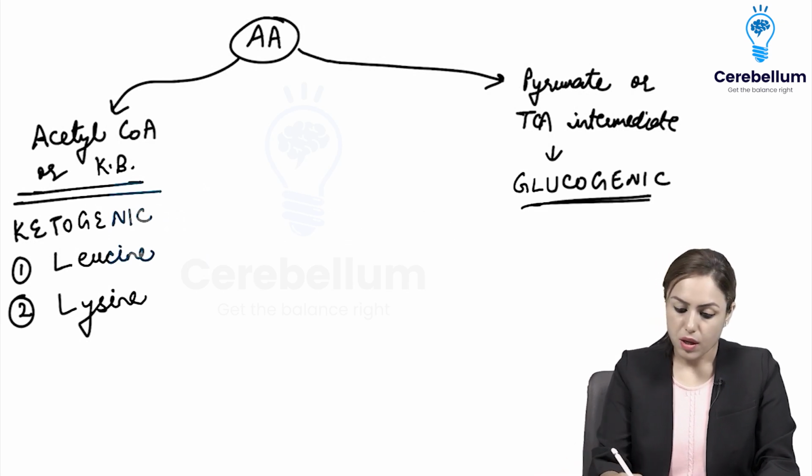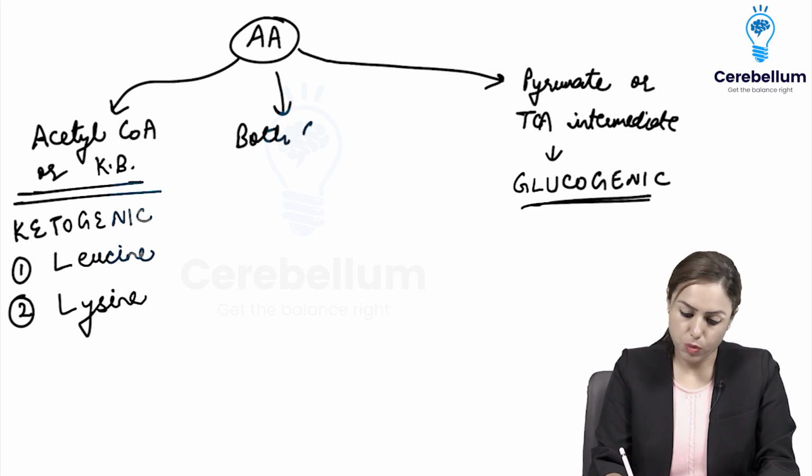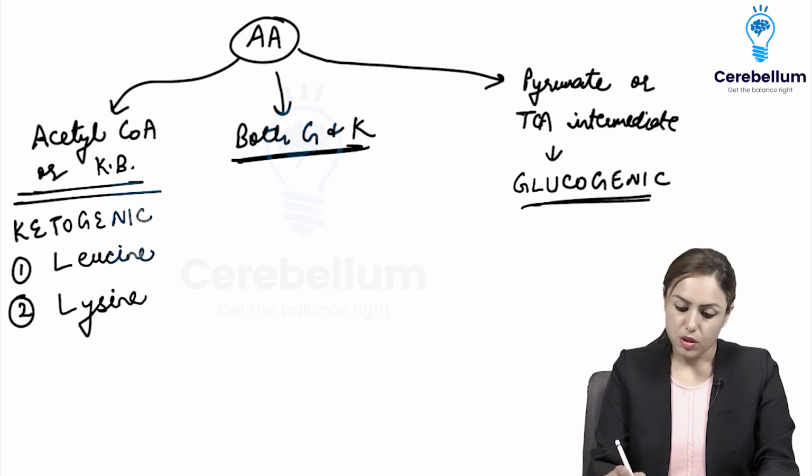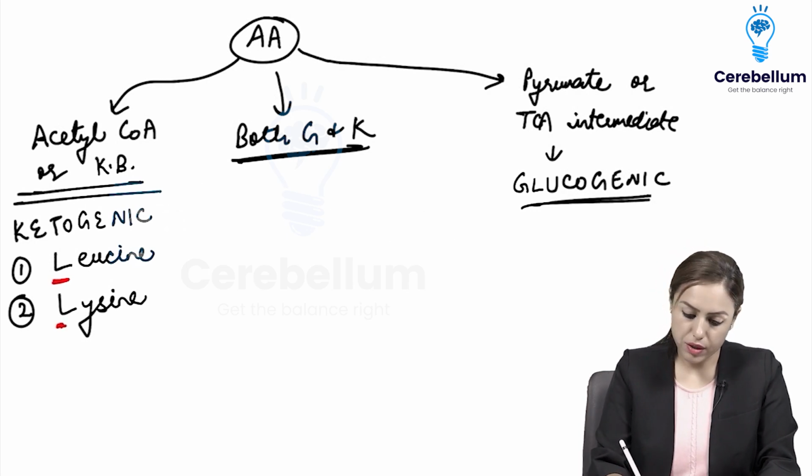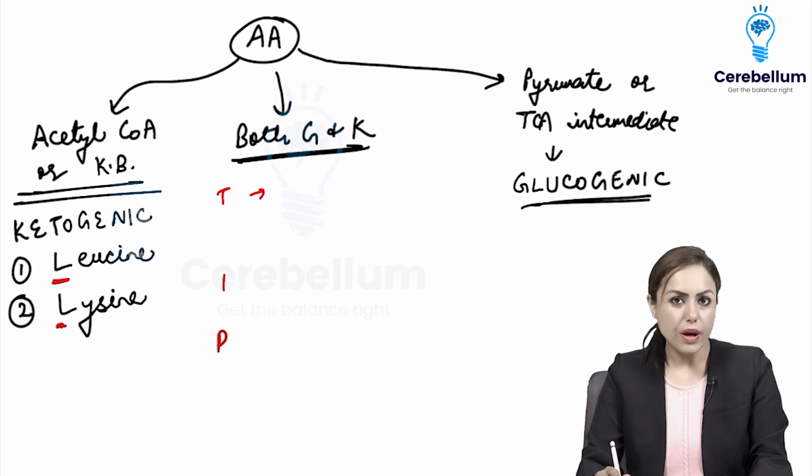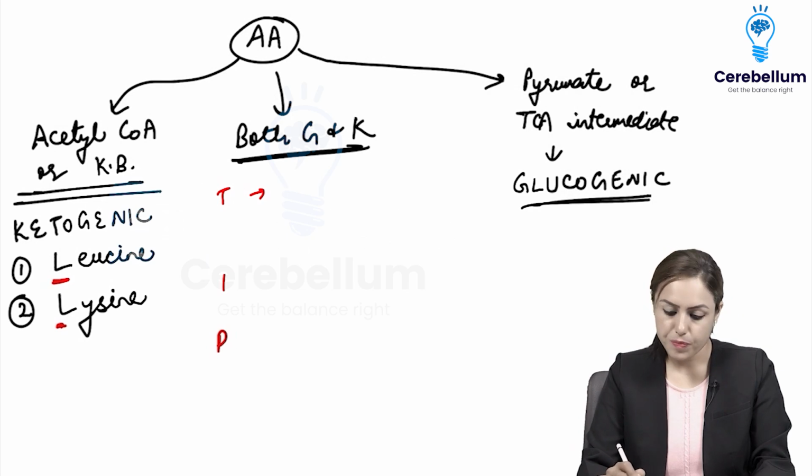Okay. And we also have some amino acids which are both glucogenic and ketogenic. So how to learn these? See, in ketogenic both starts from L. In both category, take a mnemonic TIP. Okay. From T, write down all the amino acids starting from T.